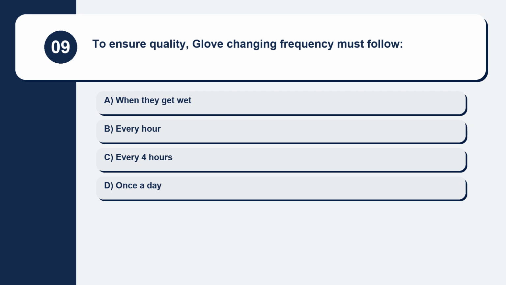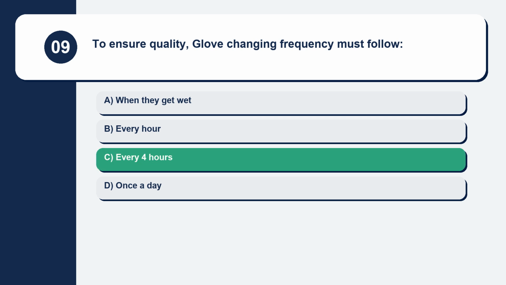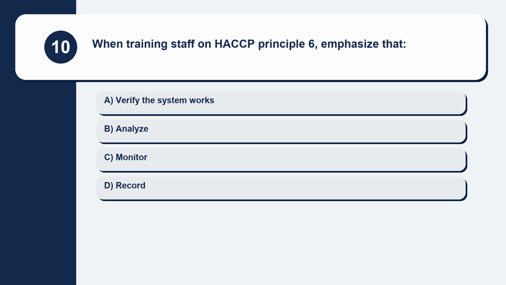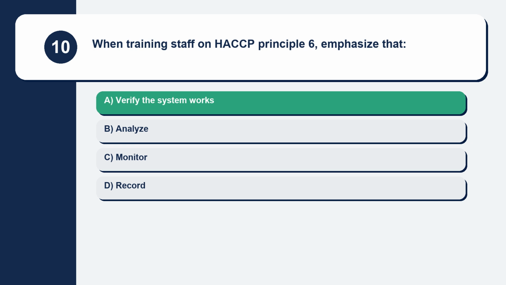Question 9. To ensure quality, glove changing frequency must follow. When they get wet, every hour, every 4 hours, once a day. Gloves must be changed every 4 hours during constant use. Question 10. When training staff on HACCP Principle 6, emphasize that verify the system works, analyze, monitor, record. Step 6 is verification.